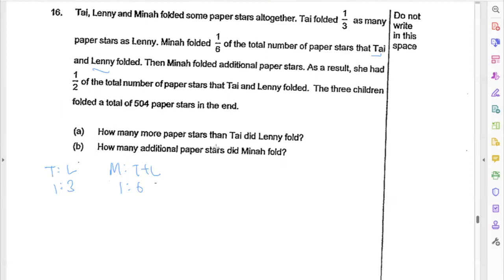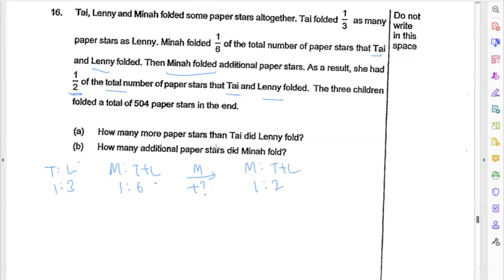Now, the next statement is Mina folded additional. So Mina plus something we do not know. So put a question mark. As a result, she had half the total of Thai and Lenny. So Mina to Thai plus Lenny is 1:2. So 1 is Mina, 2 is the total of Thai plus Lenny.